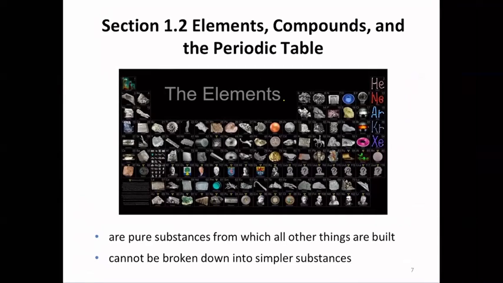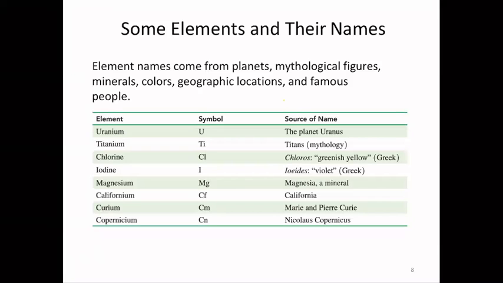Now, let's understand that elements cannot be broken down into simpler substances. So the element is the smallest form of that substance. Elements and their names can be derived from planets, mythological figures, minerals, colors, geographic locations, and even famous people. This table I obtained from a different resource, but I wanted to give you some examples of elements and the source of their name.